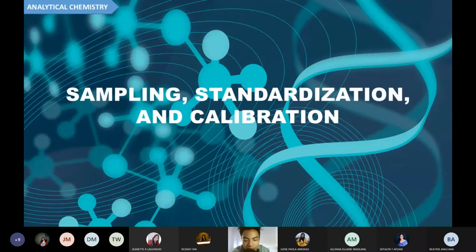Okay, so let's start chapter 2. Chapter 2 is about sampling, standardization, and calibration. It tells us the correct methods when we are going to do chemical analysis. Depending on the situation of your analysis of your sample, there are certain measures that have to be considered now so that you will come up with a good result.